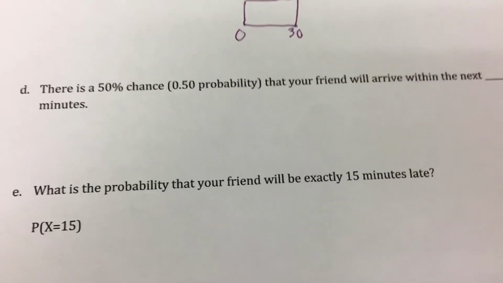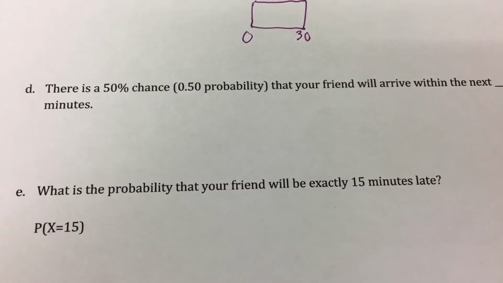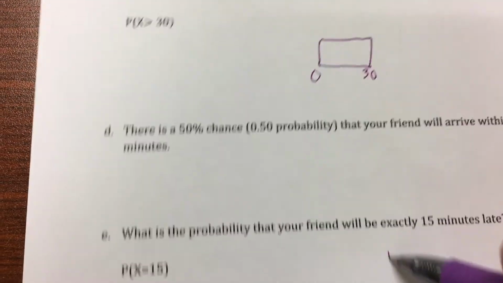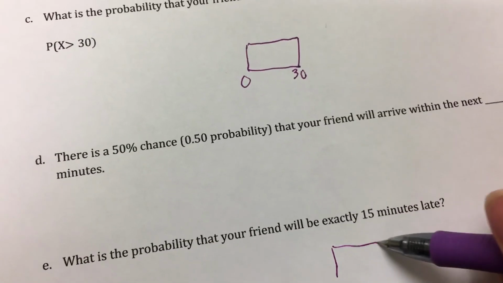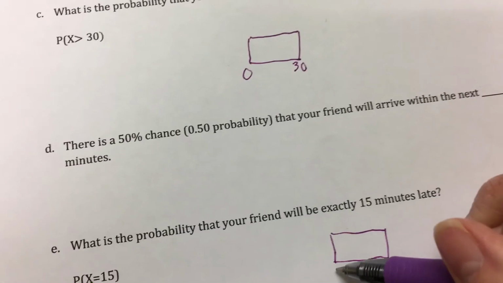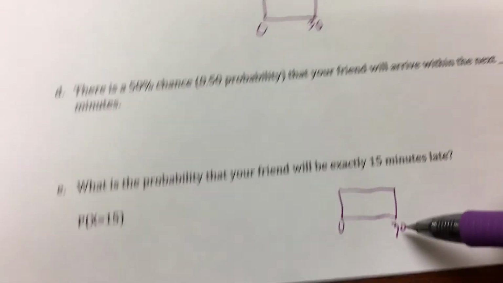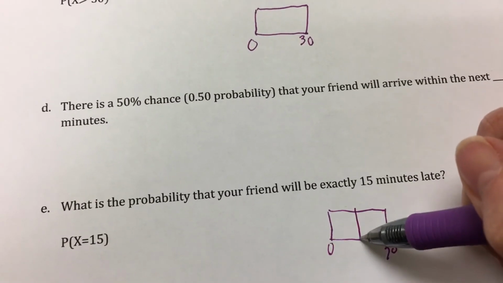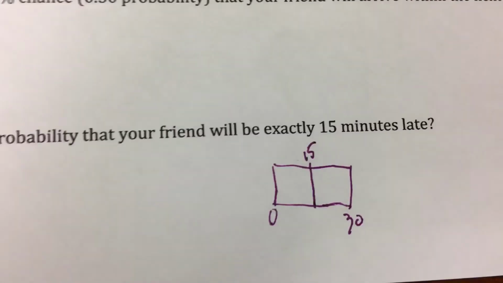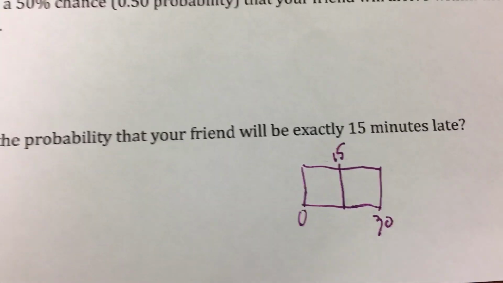Then this last one's kind of a trick question. Notice, what is the probability your friend will be exactly 15 minutes late? If you draw that out, remember, the area always corresponds to the probability. Well, there's not an area here. This is 0 to 30. And notice that's 15. There's no shaded area. So the probability that they're exactly 15 minutes late would be 0.